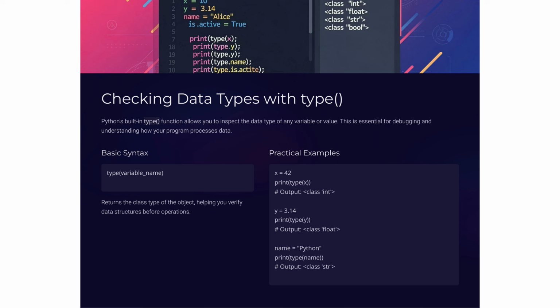Python's type function is crucial for verifying data types, aiding in debugging and ensuring correct data processing. For instance, type(42) returns class int, while type(3.14) yields class float. Similarly, type("Python") results in class str. This function helps confirm data structures before performing operations.